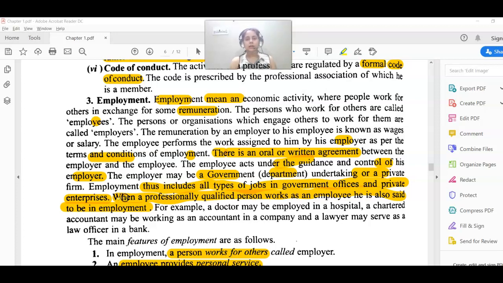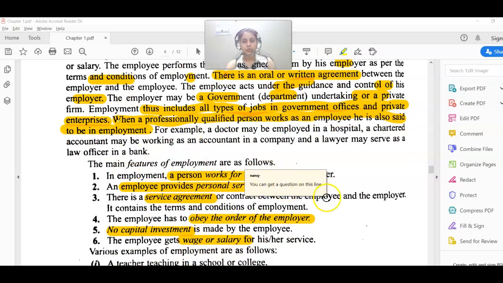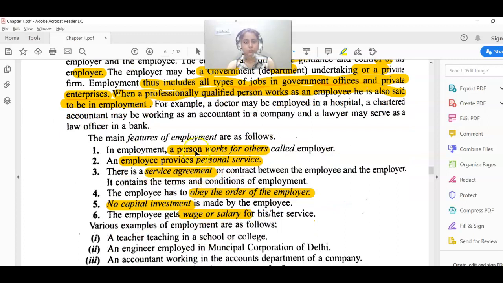For example, I am a company secretary. Today I am working in a company as a CS. I'm an employee there. I'm not a professional there. I'm a professional, but I'm in employment there. Okay. So the main features which explain employment are important for you to note in the answer, which will fetch you very good marks.